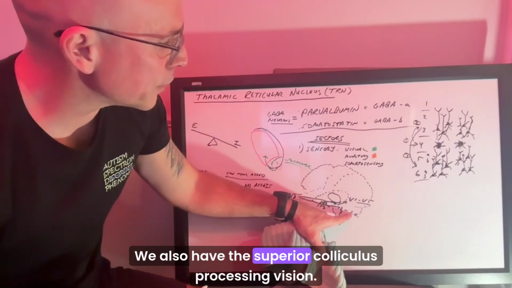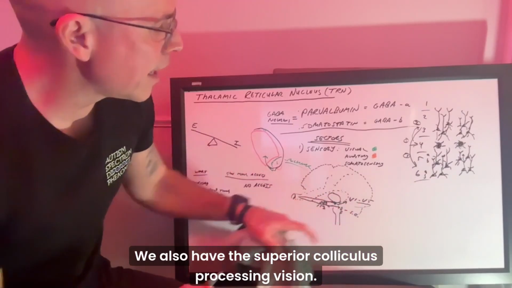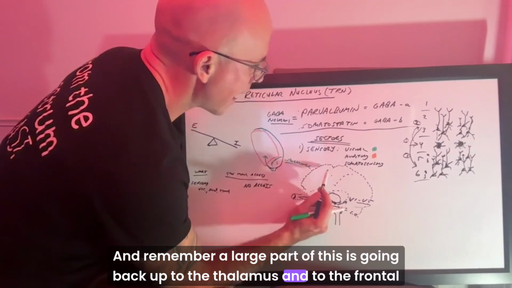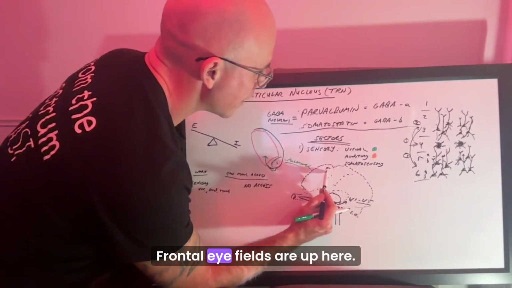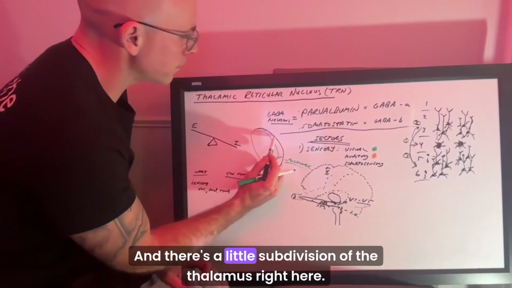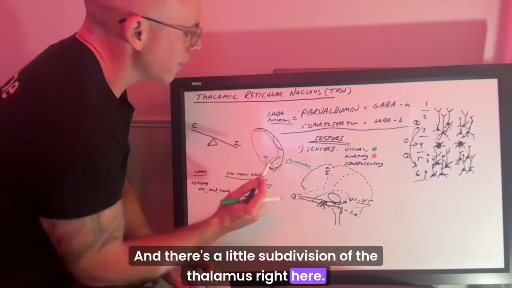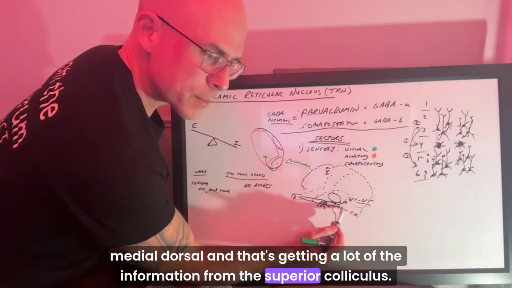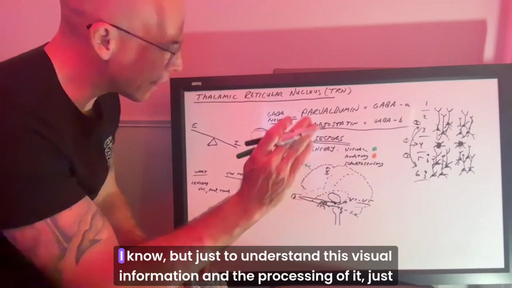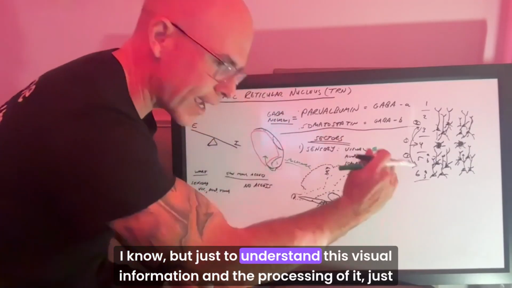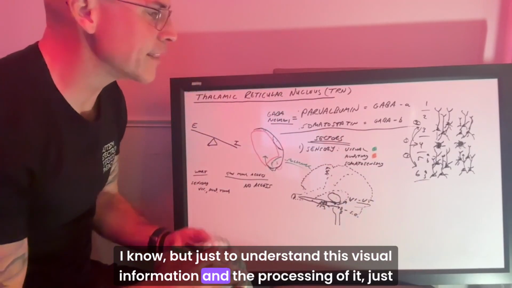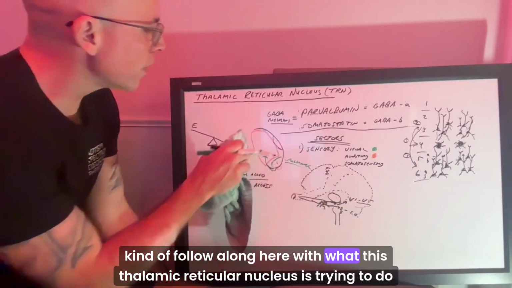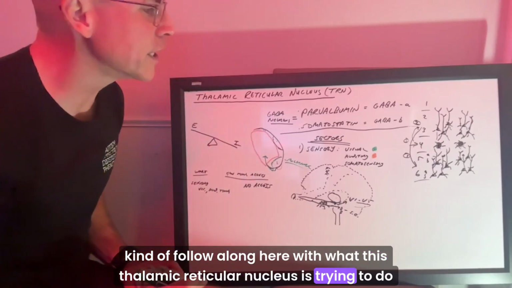We also have the superior colliculus processing vision. And remember, a large part of this is going back up to the thalamus and to the frontal eye fields. Frontal eye fields are up here. And there's a little subdivision of the thalamus right here, medial dorsal, and that's getting a lot of the information from the superior colliculus. It's a lot, I know, but just to understand this visual information and the processing of it, just kind of follow along here with what this thalamic reticular nucleus is trying to do.